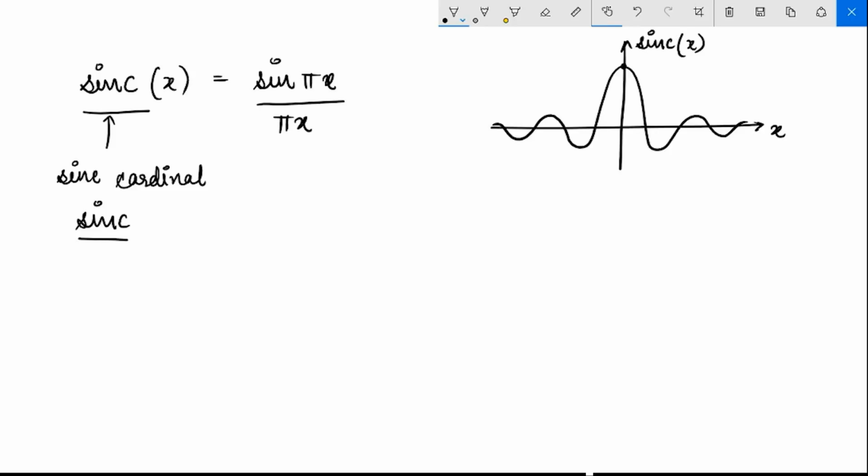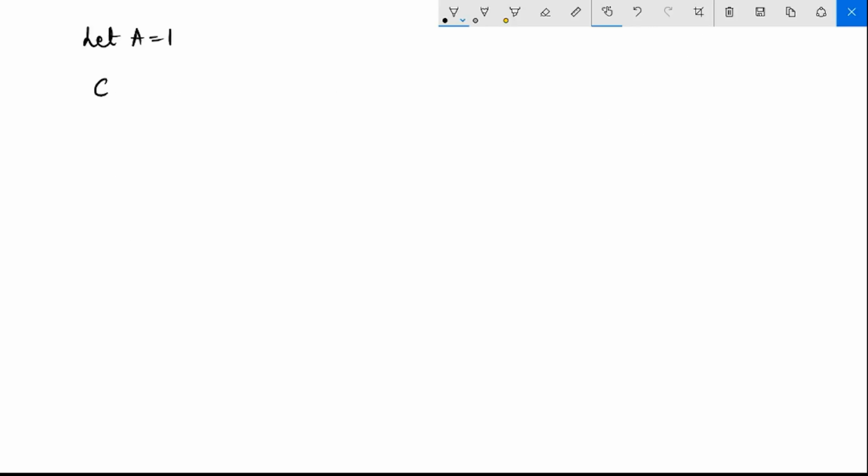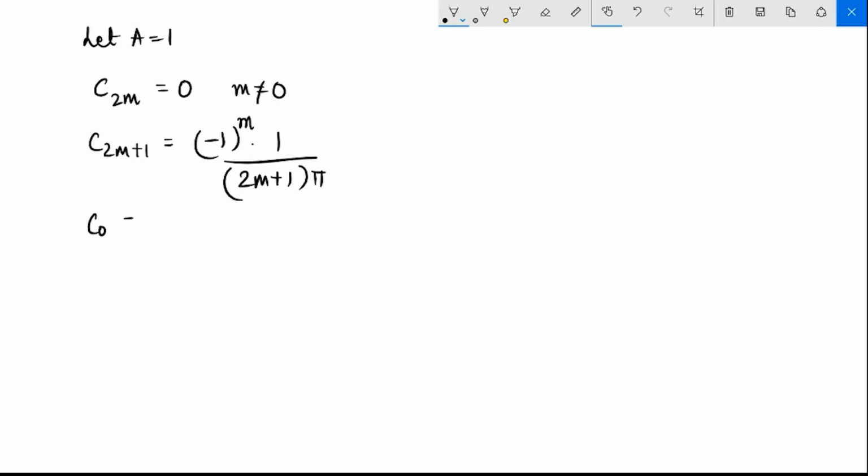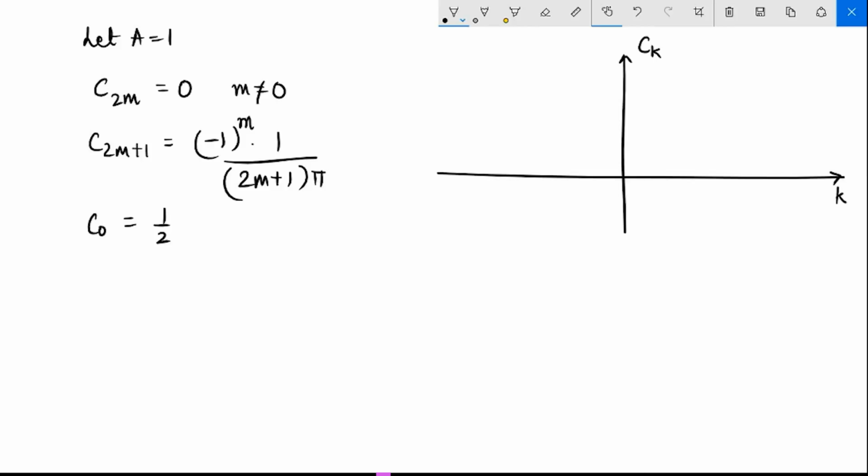Its amplitude at x equal to 0 is 1 and gradually decreases by a factor of 1 by x. We've already shown that for this first example, all the even coefficients come out to be 0, m not equal to 0. All the odd coefficients are basically minus 1 to the power m, 1 upon 2m plus 1 pi, and c0 is 1 by 2 if a is equal to 1. So if I draw the Fourier spectrum, that means in terms of k, and I try to plot ck.